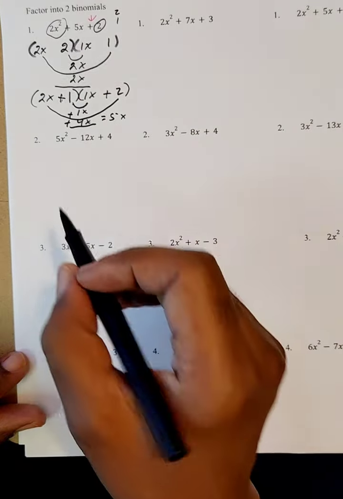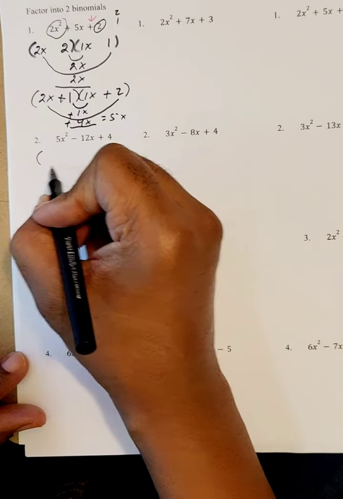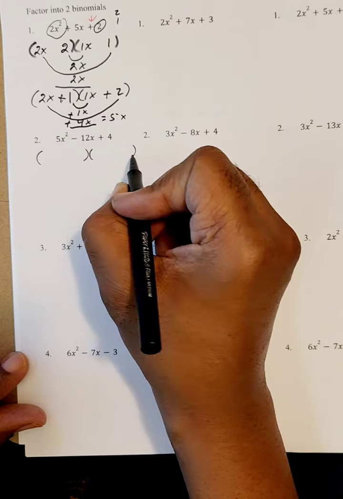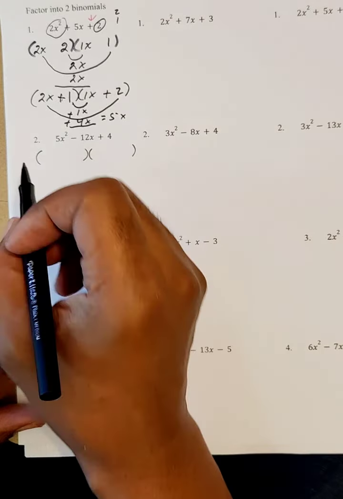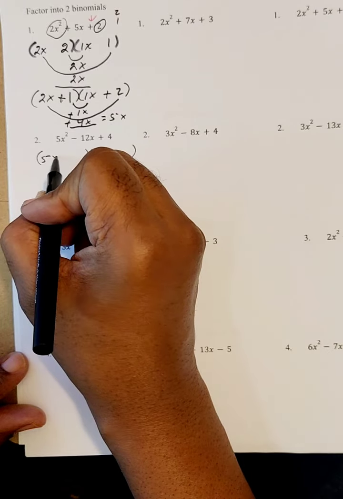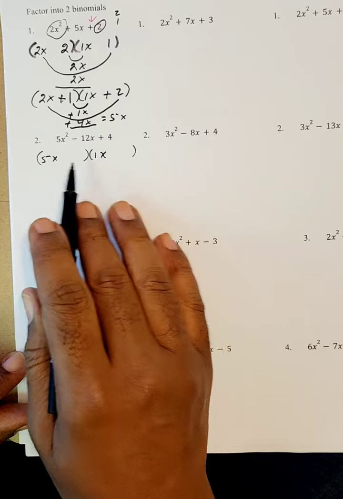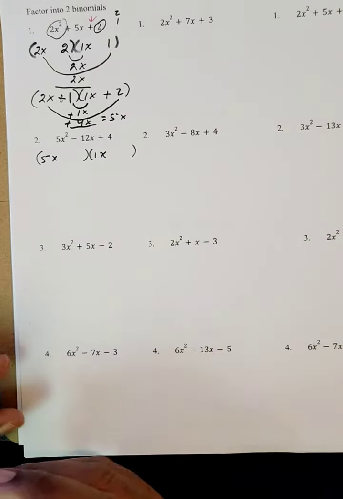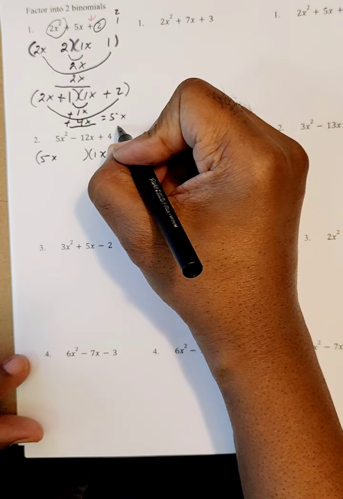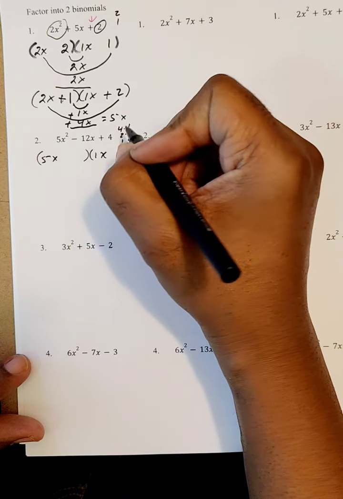Okay, let's try this one. What was a 5x squared minus 12x plus 4 before multiplication? So let's put the parentheses here. Now, a 5x squared, I believe that used to be 5x times a 1x. Okay, 5 times 1 is 5, x times x is x squared. Now 4, there's lots of choices for a 4. A 4 could have been 4 times 1, it could have been 2 times 2, or 1 times 4.